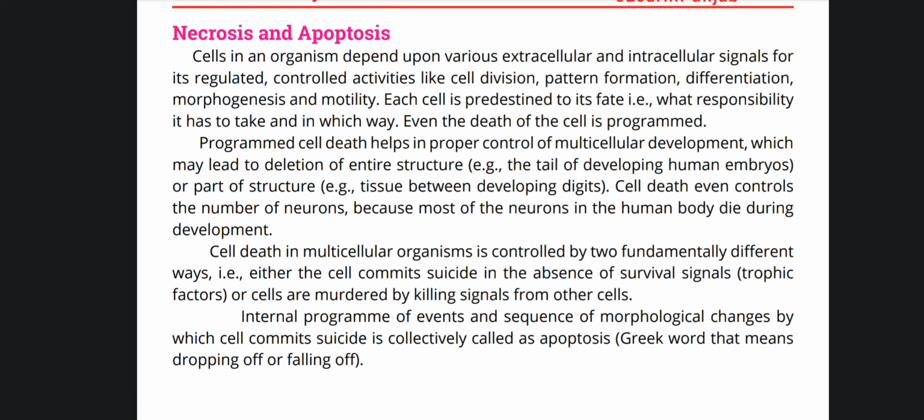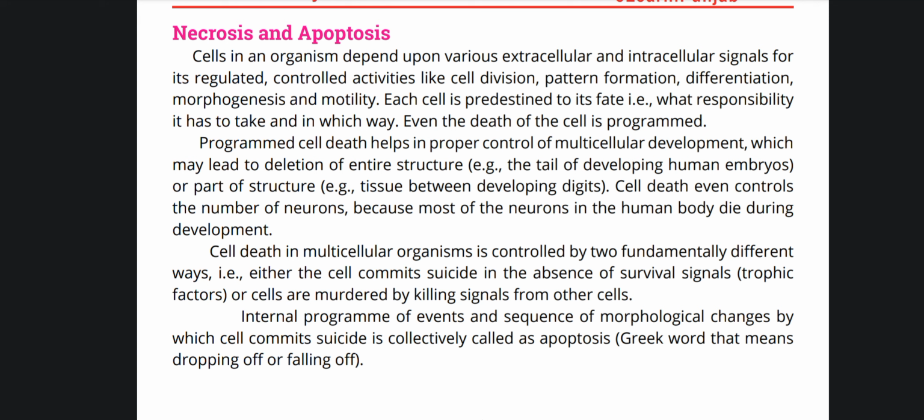Programmed cell death helps in proper control of multicellular development, which may lead to deletion of an entire structure, for example, the tail of developing human embryos, or part of a structure, for example, tissue between developing digits. Cell death even controls the number of neurons, because most of the neurons in the human body die during development.